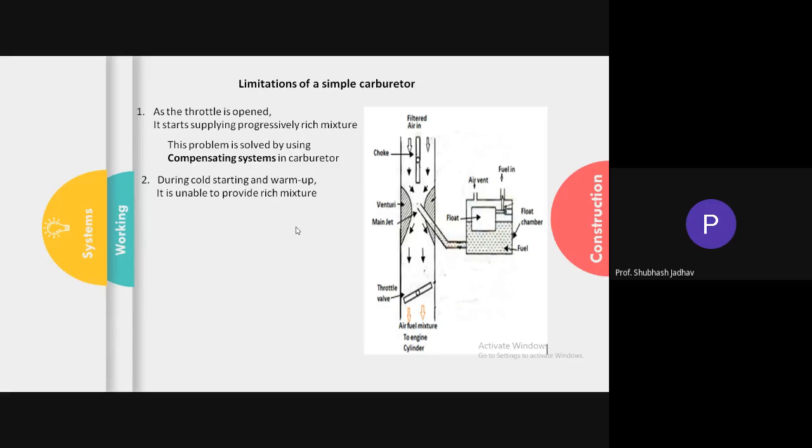What is expected? During starting and warm-up period, the carburetor should be able to supply rich mixture. But what is happening? It is unable to supply rich mixture. At the time when we did not expect it, it is supplying rich mixture. But when it is expected, in cold starting and warm-up period, it is unable to provide rich mixture.